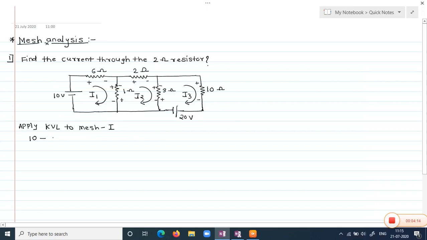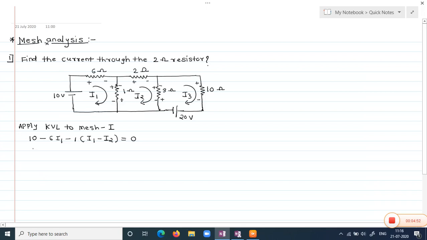Means minus 6 I1. Again the current I1 is flowing through the 1 ohm resistor, but the 1 ohm resistor is common between mesh 1 and mesh 2. That is I1 minus I2. That is minus 1 times (I1 minus I2) is equal to 0.